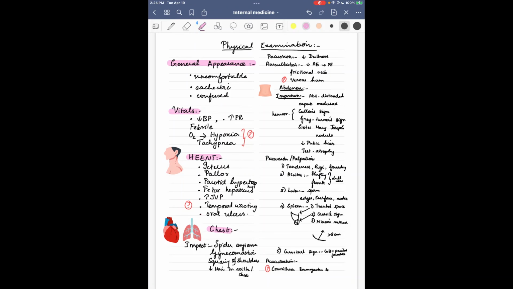And then we examine the chest. So first we start with inspection. There can be spider angioma, and spider angioma are almost always seen above the level of the umbilicus. And there can be gynecomastia, squaring of shoulders, again because of muscle depletion, and decrease in hair in the axilla and chest. And then on percussion, there can be dullness on percussion.